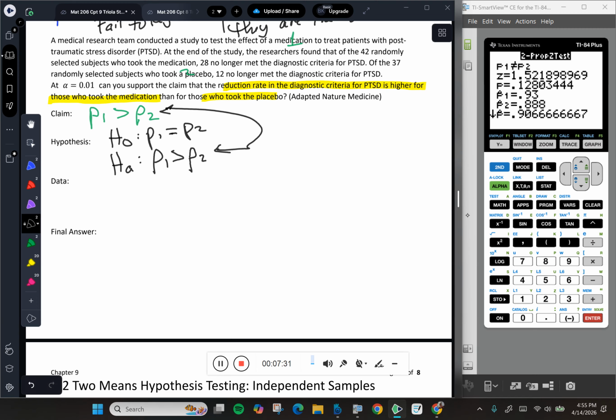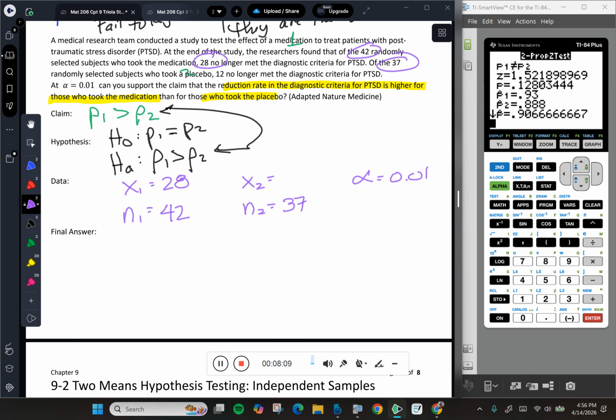I've done so many of these now, I know what I need. I need an x1 and an n1, I need an x2 and an n2, and I need an alpha. I'm lazy, so I do the easy one first, my alpha level. Let's go back and look. So 42 took the meds. 28 of those no longer met the criteria, so 28 successes. 37 took the placebo. 12 no longer met the criteria.